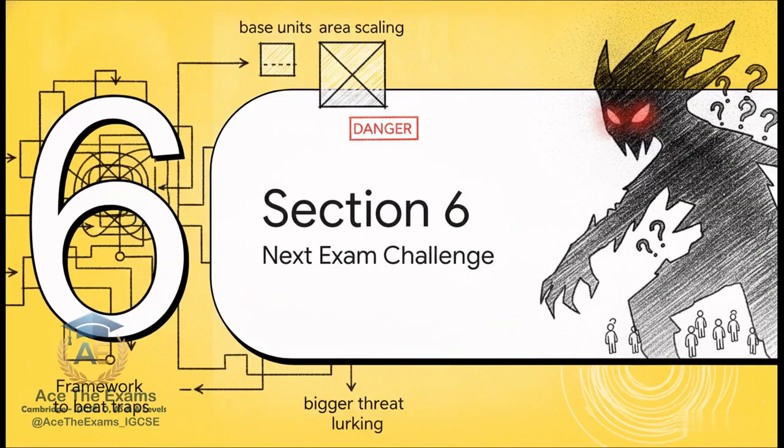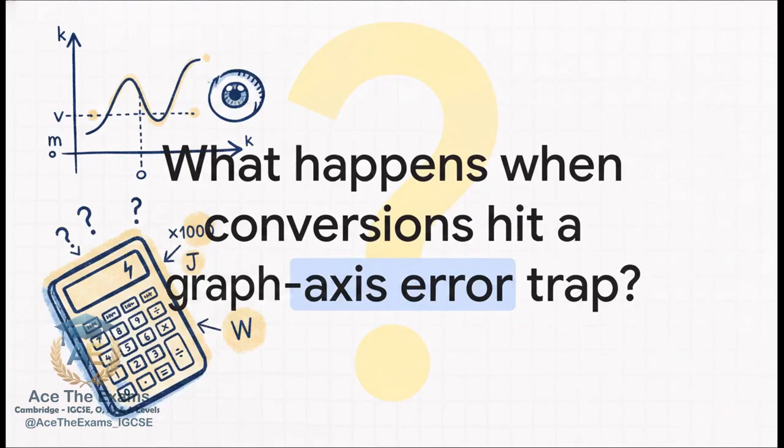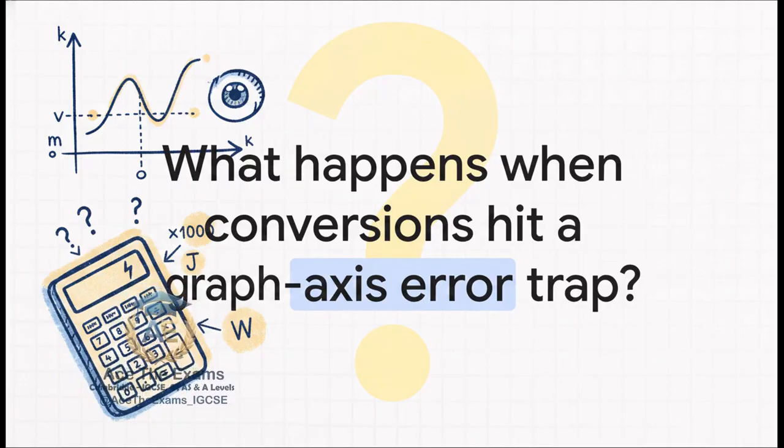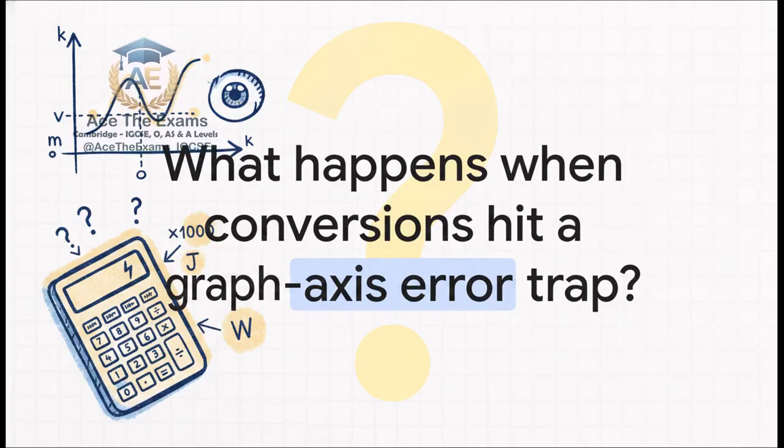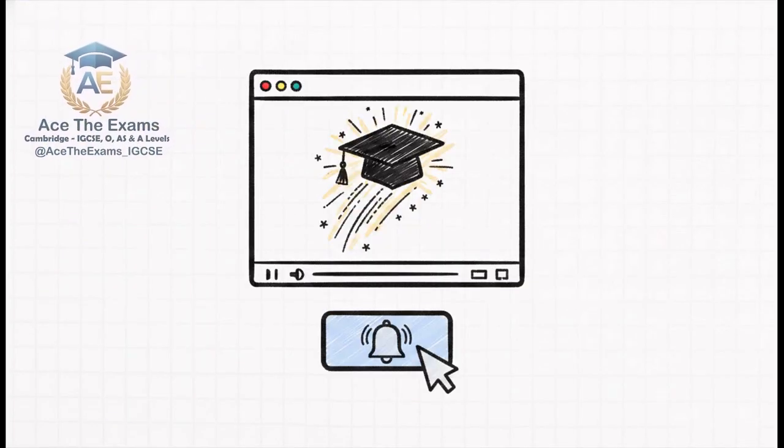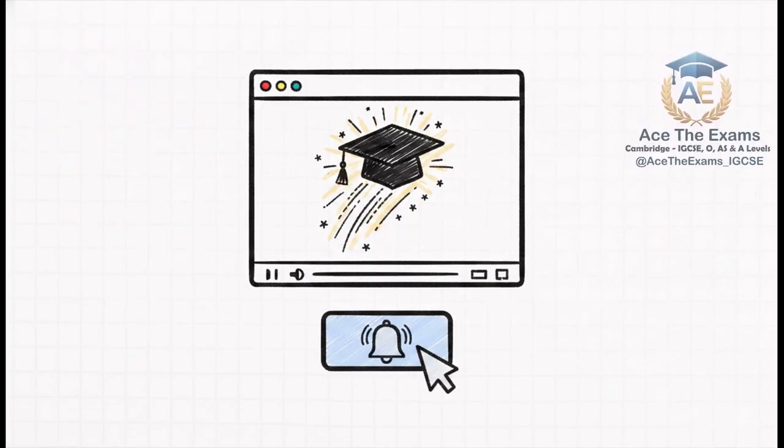Section 6, your next exam challenge. You now have the ultimate framework to beat the conversion traps. You know to check your base units, and you know the danger of area scaling. But there's a bigger threat lurking. Think about this. What happens when you apply perfect conversions? Your math is flawless, but the examiner has hidden a sneaky scale factor, like milli or kilo, deep inside a graph's axis. Your perfectly calculated joules or watts could still be off by a factor of 1,000 if you miss how the graph is structured. That is an incredibly common way to lose marks, even for top-tier students.